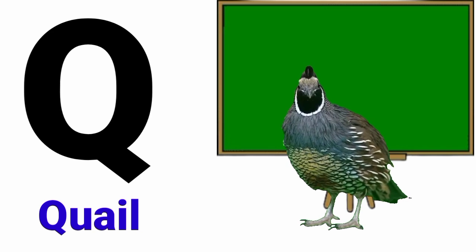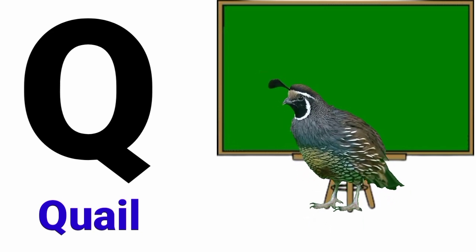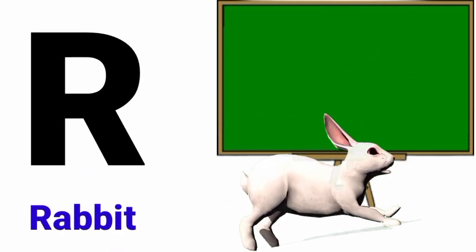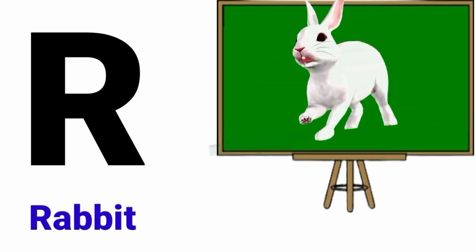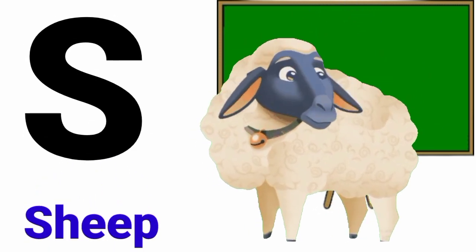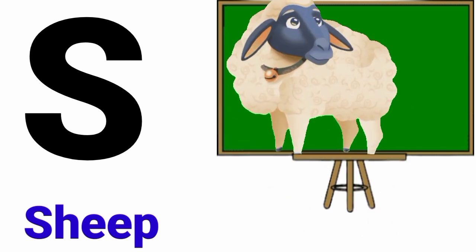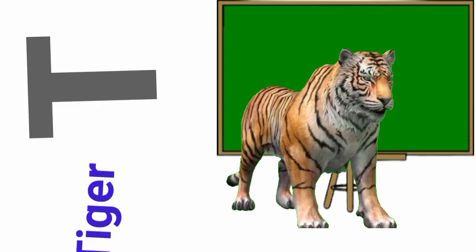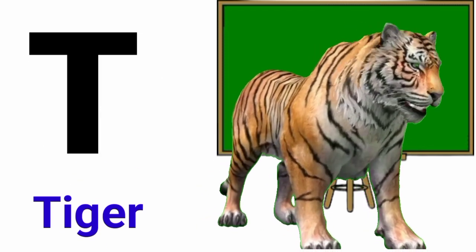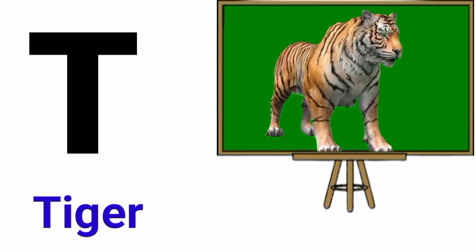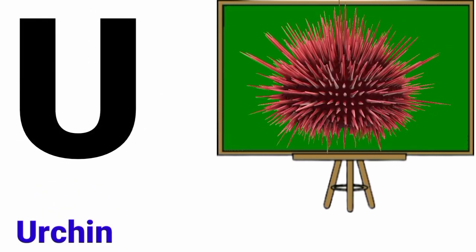Q for quail. R for rabbit. S for sheep. T for tiger. U for urchin.